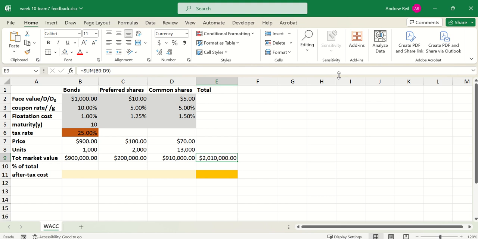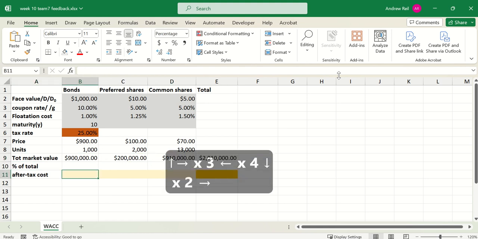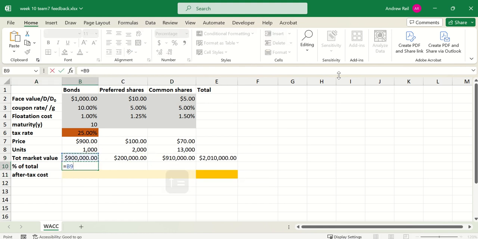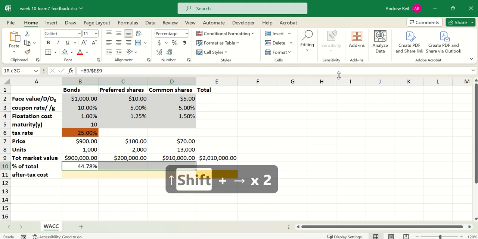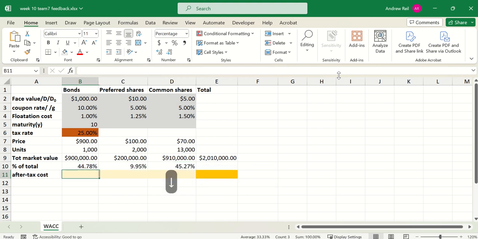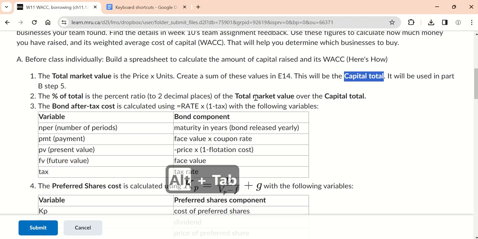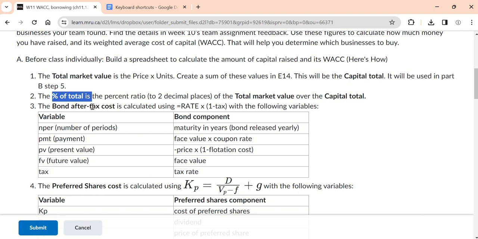Now we're going to figure out the WACC. To do that, we first need to know what percent this 900,000 is of bonds over the capital total. So it is equal to the total market value of the bonds divided by, and then I'm going to go End, Right, and F4 it, the capital total. And so that's 44.78%. I'm going to autofill this across, shift across, Control R. There it is. So I've done the percent total.